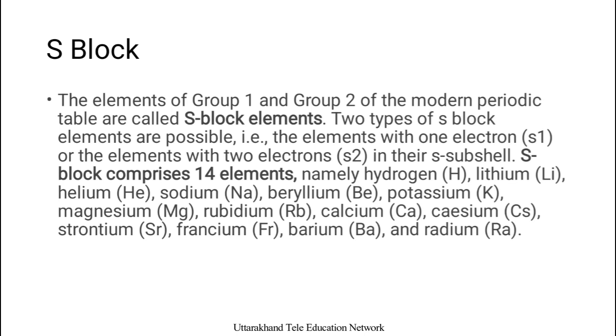Also we can say the S block comprises 14 elements, namely hydrogen to radium. We can say hydrogen, lithium, sodium, potassium, rubidium, and then next is beryllium to the last one. So we can say beryllium, magnesium, etc.